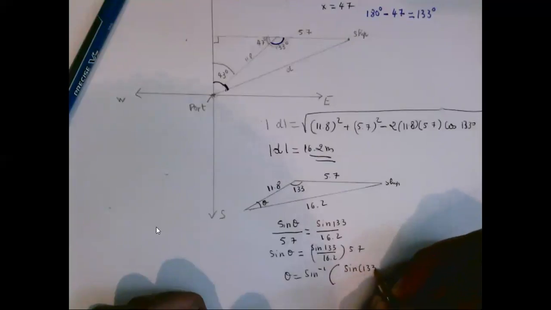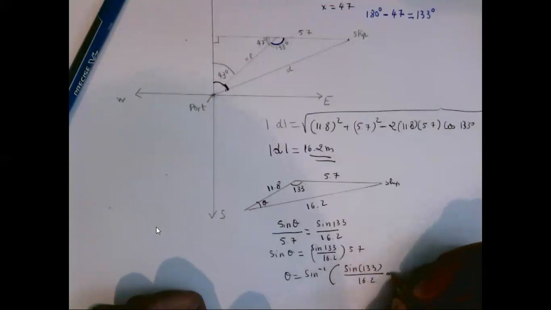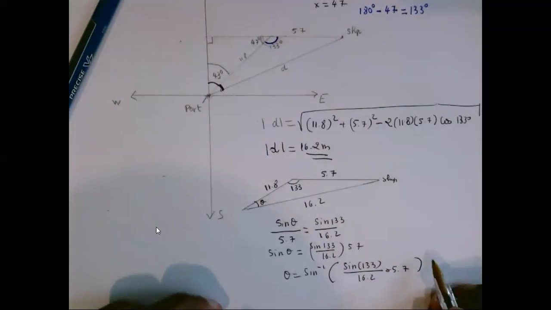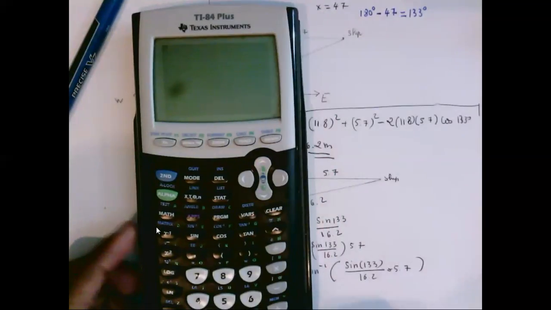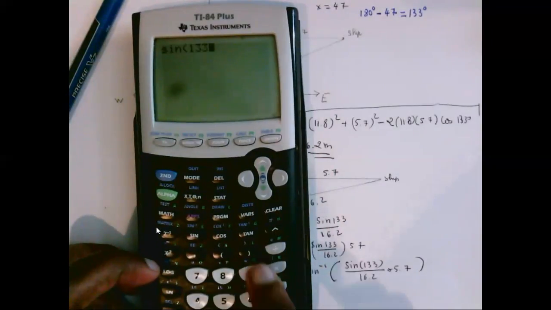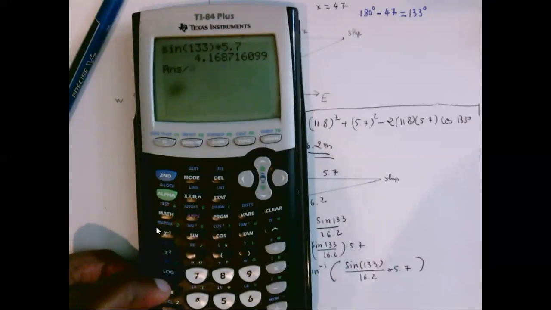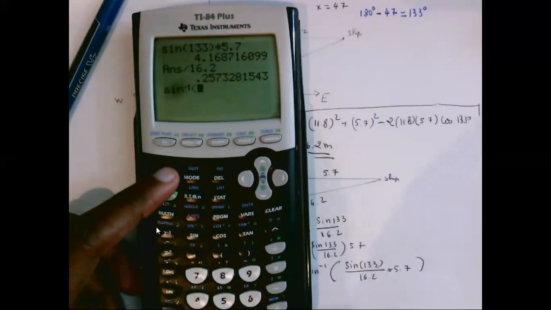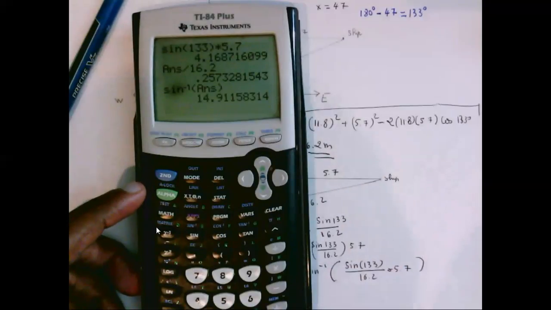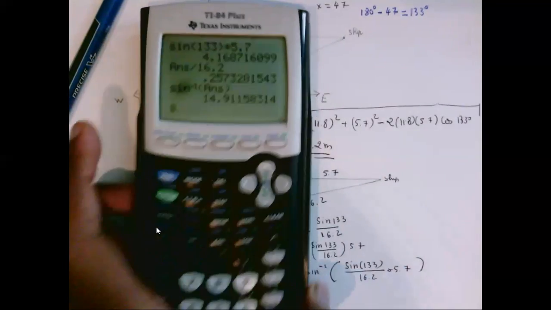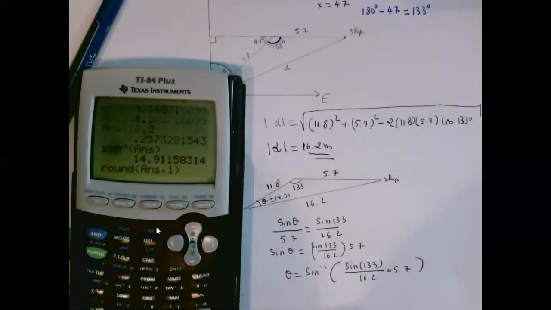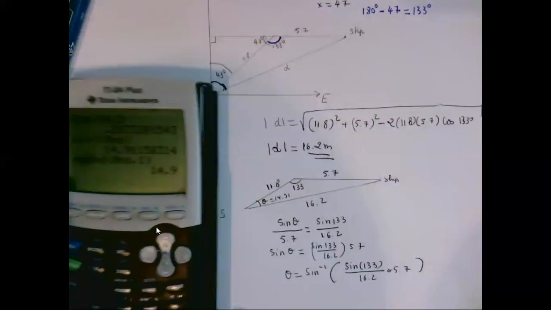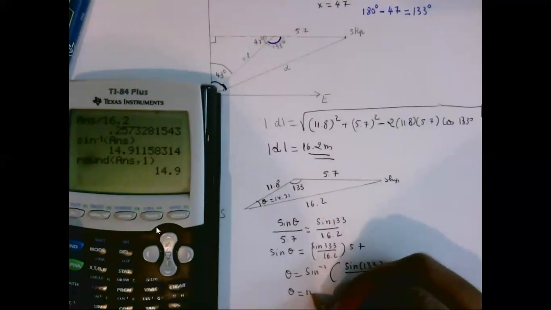So theta will be equal to the sine inverse of sine of 133 times 5.7 divided by 16.2. Let me do that with the calculator. Sine of 133 times 5.7 divided by 16.2 equals this, and then I take the sine inverse of my answer. I get 14.911. Now this is the angle theta, 14.91. Let me round it to the nearest tenth because that's what they want as the final answer. So theta is just 14.9. So that small portion of angle that is here is 14.9.